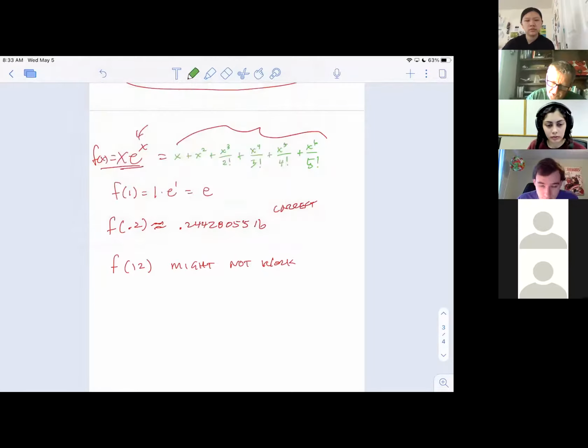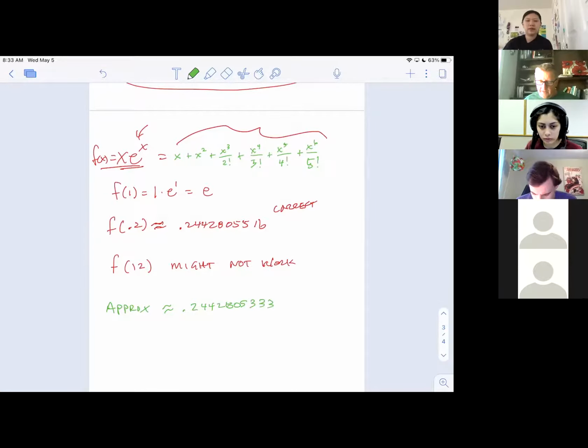What's our approximation of that? Again, this takes a little bit of time to type in, but that's kind of cool. So 0.2 plus 0.2 squared plus 0.2 cubed divided by 2, plus 0.2 raised to the 4th divided by 3 factorial, which is 6, plus 0.2 raised to the 5th divided by 4 factorial, which is 24. We're almost there. Plus 0.2 raised to the 6th divided by 5 factorial, which is 120. If I didn't type that in wrong, I should get about the same answer. I got 0.244280533. Look at that. That is incredibly accurate.